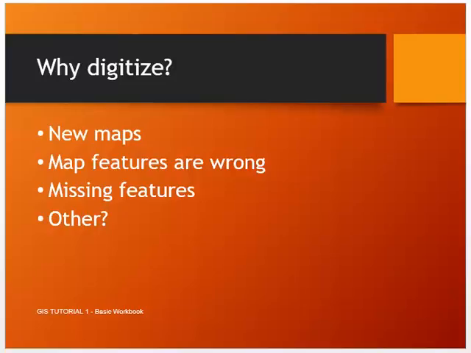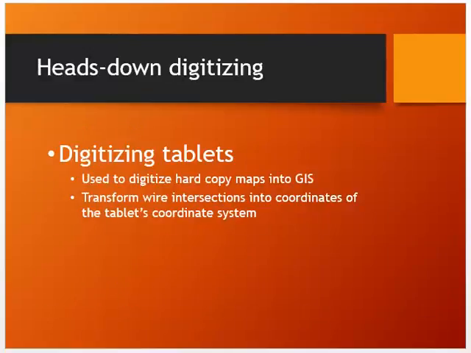So digitizing, you really do it for a few reasons: new data, new maps, where you need to correct features that may be incorrect, or add features that are missing. There's a couple of different kinds of digitizing. The first one we're only going to touch on because you may still run into it. It's a very antiquated method called heads down digitizing.